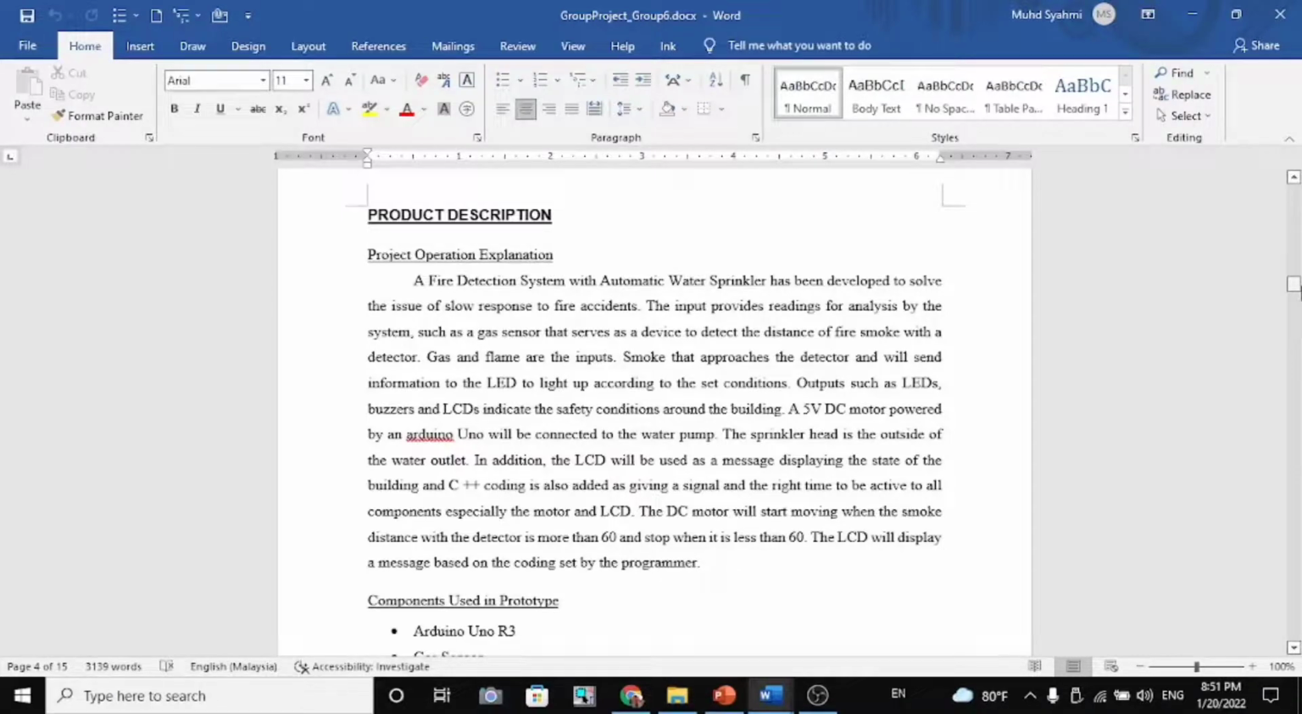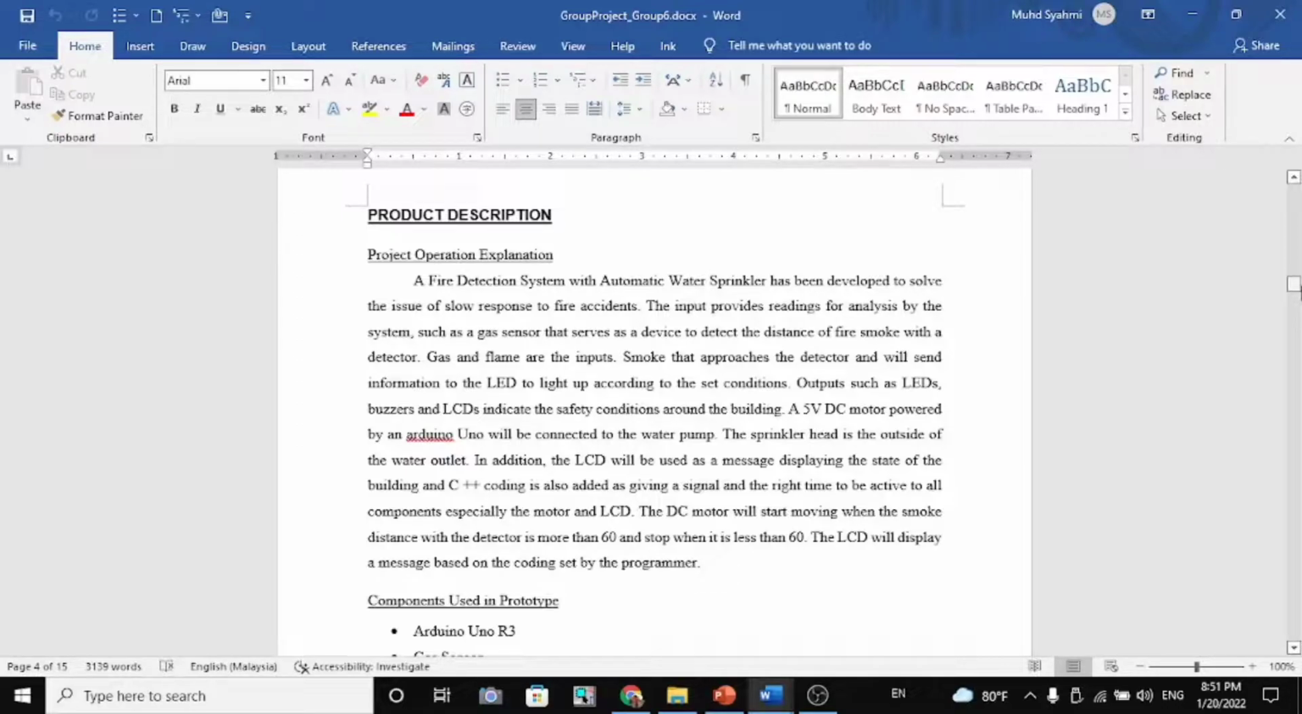Today I will explain the project operation. A fire detection system with automatic water sprinkler has been developed to solve the issue of slow response to fire accidents. The inputs provide readings for analysis by the system, such as a gas sensor, to detect the distance of fire smoke with a detector.